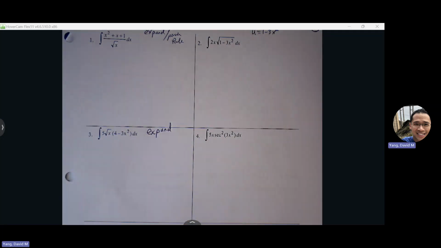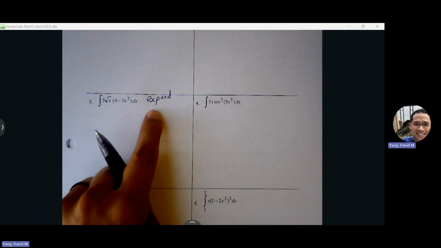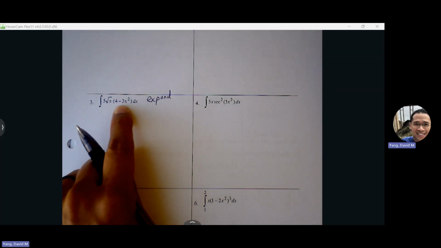Sometimes we see parentheses and our natural go-to is, oh, it's got to be substitution because there are parentheses. That's not always the case, right? Especially if it's a problem that we don't need substitution for.